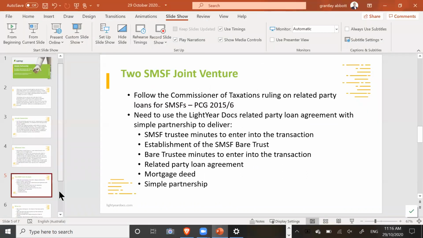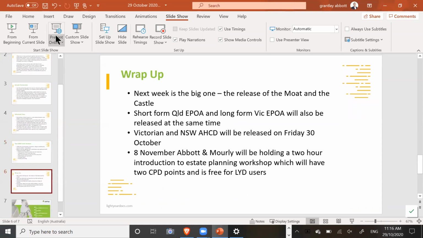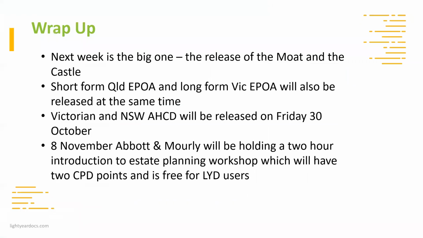If there's no further questions, I'll just go to the final one. As I said before, what we're looking at doing next week is the Moat in the Castle, which will be really good. Next, I've got a short form Queensland EPOA. So the current Queensland EPOA splits financial and also health, which is important because you need that for advanced healthcare directives. Victorian EPOA, which is a short form, but I've got a longer form that's coming out next week. And so they'll be released next Thursday as well. So you'll find those in the Moat in the Castle.